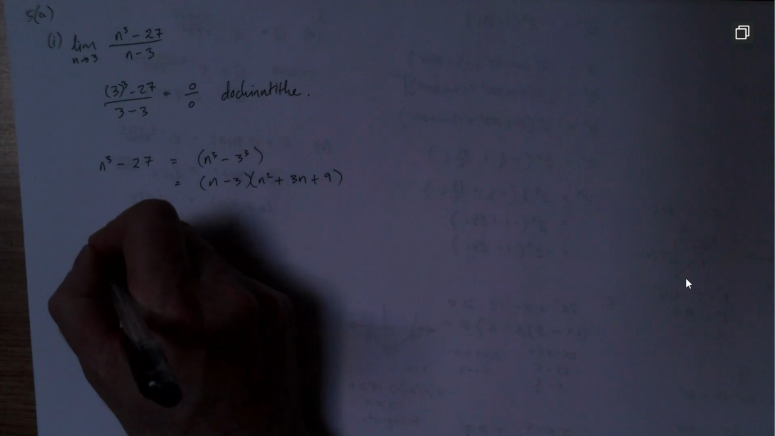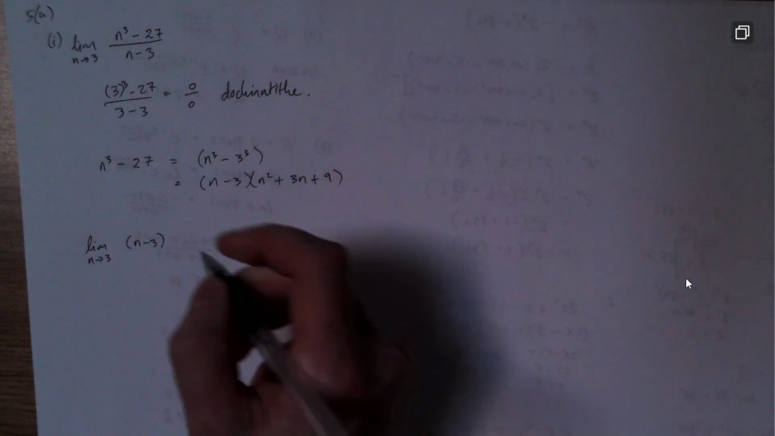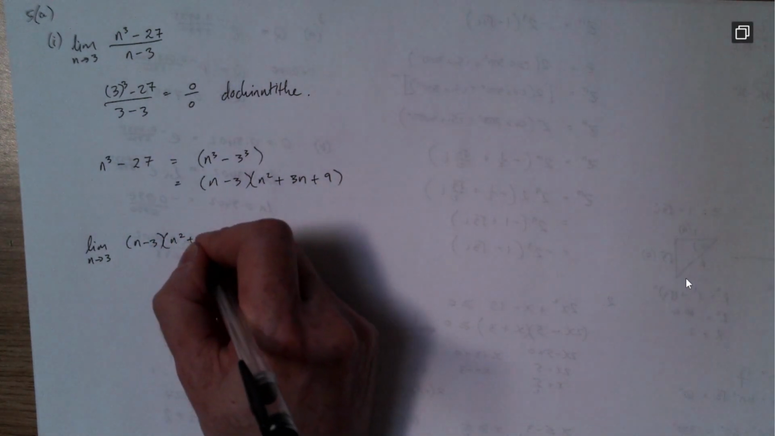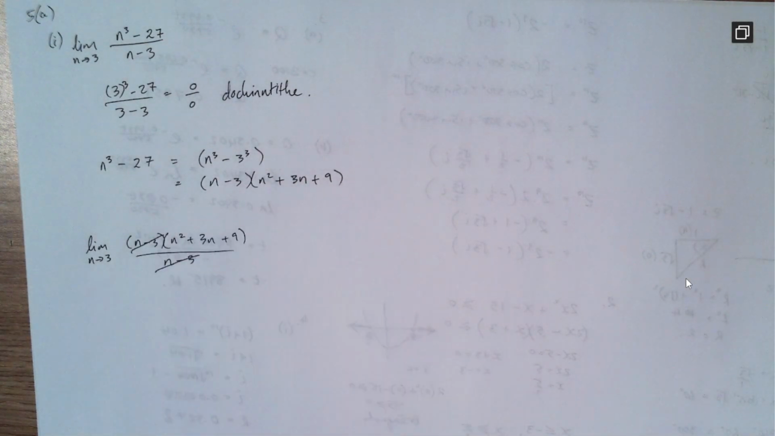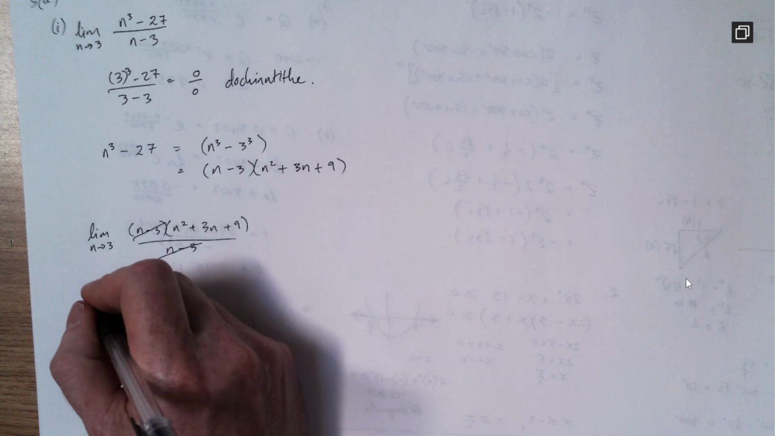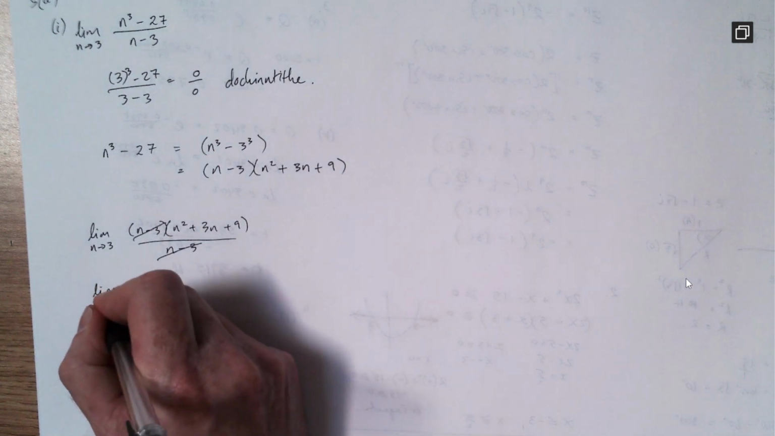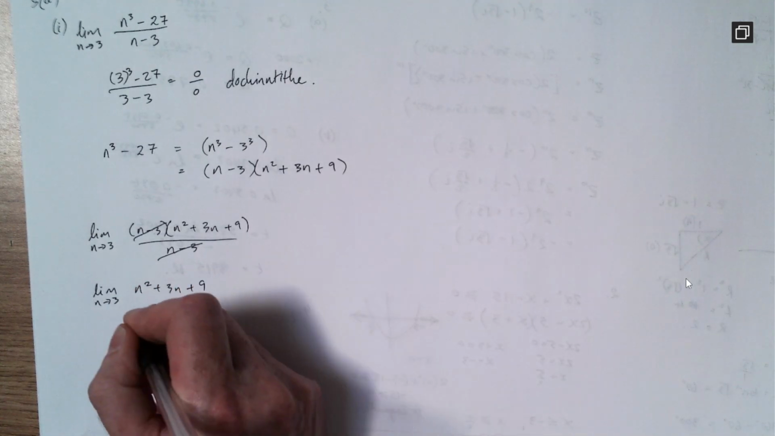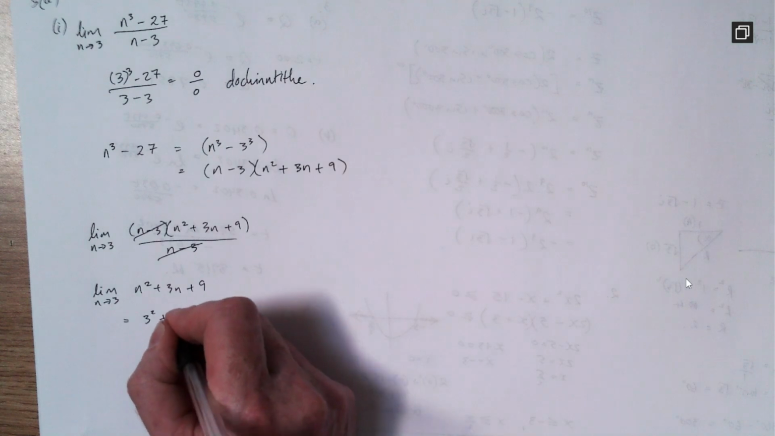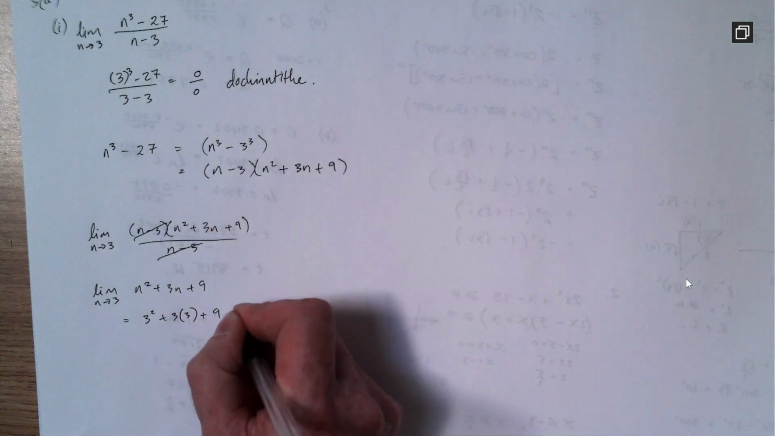Now back to the limit as n goes to 3. You have n minus 3 times n squared plus 3n plus 9, over n minus 3. The n minus 3 cancels, so the limit as n goes to 3 of n squared plus 3n plus 9 is 3 squared plus 3 times 3 plus 9, which is 27. And there's your limit, so it tends towards 27.